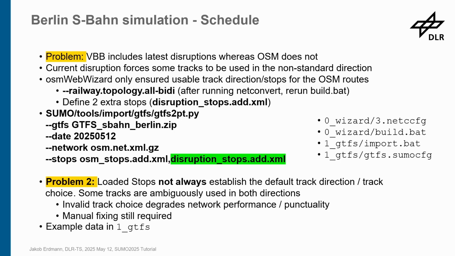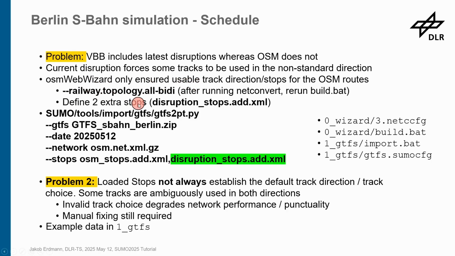So what can we do? The easiest thing we can do is switch the network into a mode where we say every track is supposed to be usable in both directions. Sometimes it helps not to do this because constraining the solution set helps it to avoid bad solutions. But in this case, we know there's a disruption, so we have to rebuild the network and say we don't know where the trains go. Make sure every track can be used in both directions. So this is one option that we can give to NetConvert to build the network again.